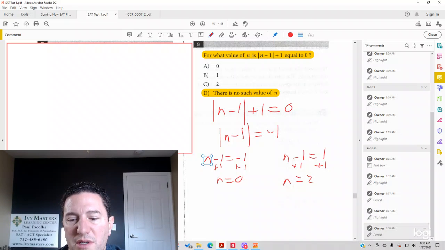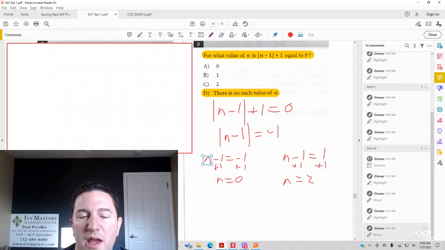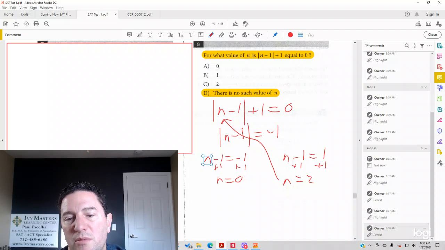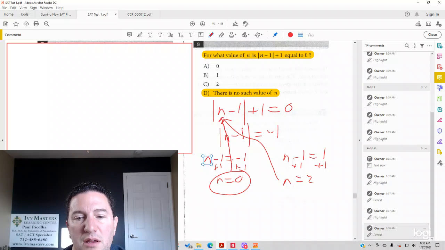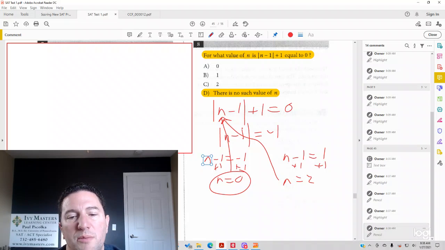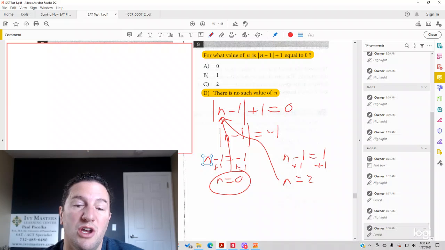But what you notice is that if you plug a 2 back in, 2 minus 1 is 1, plus 1 is 2, not 0. If you plug a 0 back in, 0 minus 1 is negative 1. Absolute value of negative 1 is 1, plus 1 is 2, not 0. So when you have absolute values, you've got to plug in to check for extraneous solutions. And in this case, there is no solution.